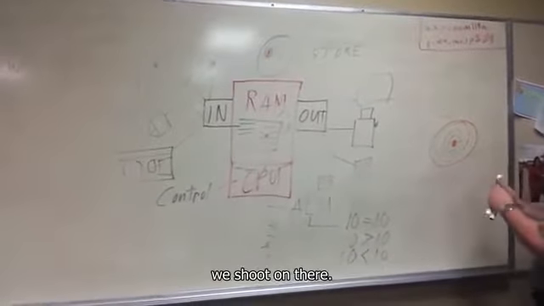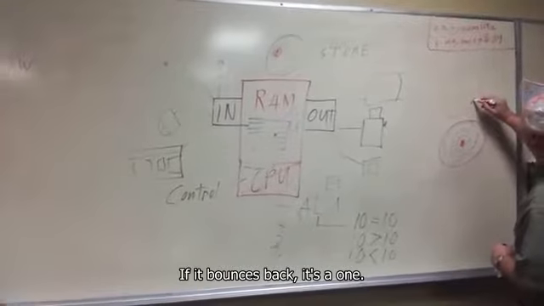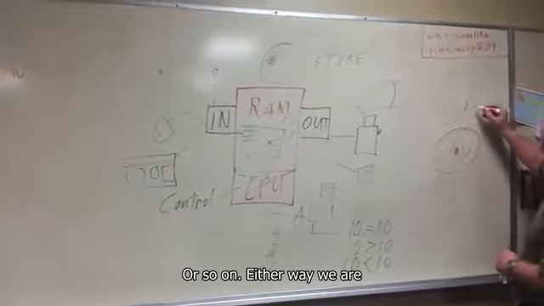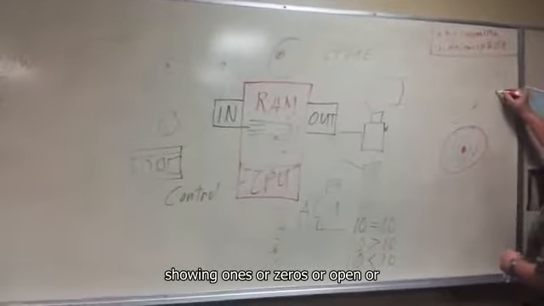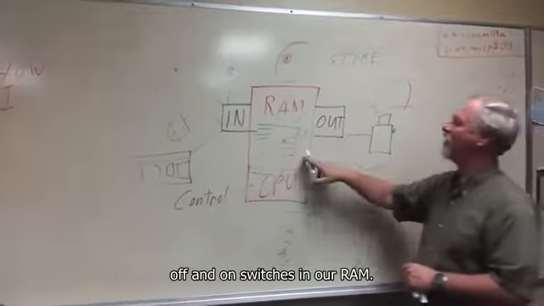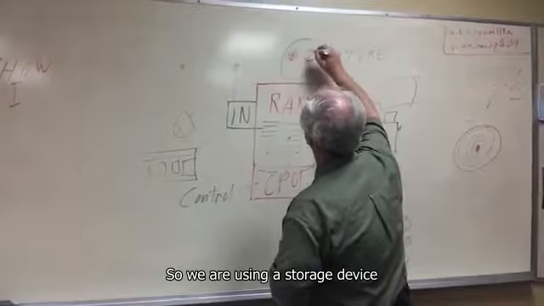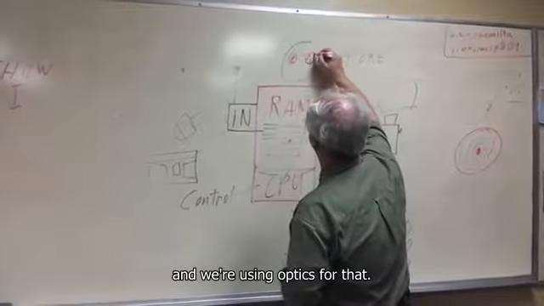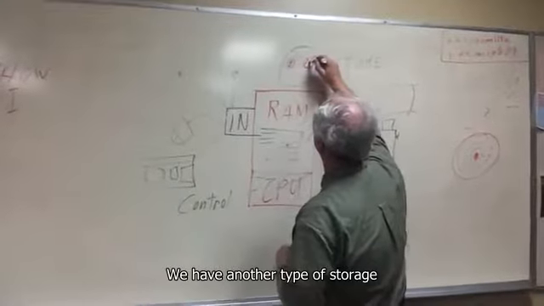We have our CD there. We have another laser beam that we shoot on there. Boom! We shoot it on here. If it bounces back, it's a 1. If it doesn't bounce back, it's a 0. Either way, we are showing 1s or 0s, or open or closed gates that correspond to off and on switches in our RAM. That's storage. So we are using a storage device, and we're using optics for that, and that's our CD, or our optical discs.